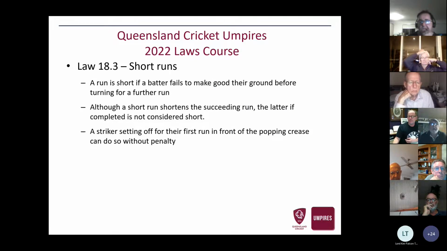18.3 talks about what a short run is. A short run, as defined in the laws, is a run where a batter fails to make good their ground before turning for a further run. And although a short run shortens the succeeding run, the latter, if completed, is not considered short. So effectively, if we run 2 runs, even though one of the batters has got a bit of a head start on the second run, the second run is not immediately considered a short run. So each short run, for want of a better term, is an individual act.